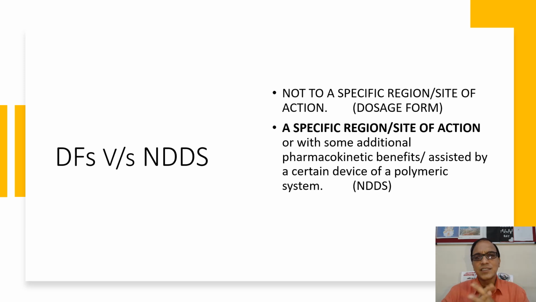Now let us summarize it again. A dosage form is not directed to a specific region or site of action. When it is directed to a specific region or site of action, or has some additional pharmacokinetic benefits, assisted by a certain device or polymeric system, it is NDDs. So these are two basic, important differences between the dosage form and the NDDs.